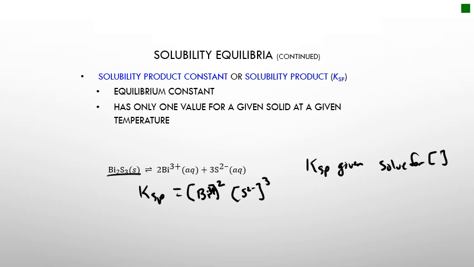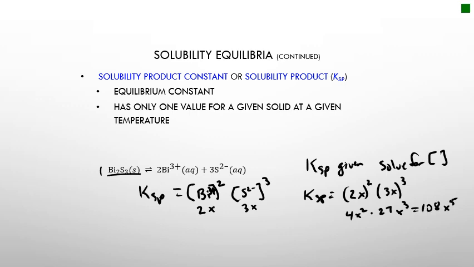this coefficient for the solid is always a 1, so I could label this as being a 2x for the Bi3+ concentration and a 3x for the S2- concentration. So when I would set this problem up, I would have it equal to 2x concentration squared times 3x concentration cubed. So that would give me 4x squared times 27x cubed. So again, 3 times 3 times 3, 27x. So that would tell me total that it would be equal to 108 times x to the 5th power, equaling the KSP. So then to solve for that value, whatever the KSP is, you would divide it by 108, and then you would take the 5th root of that value.